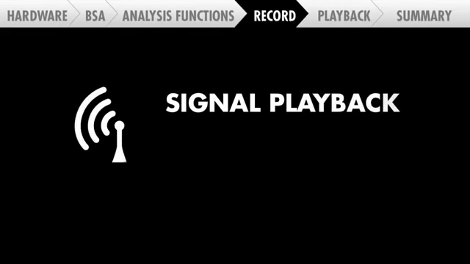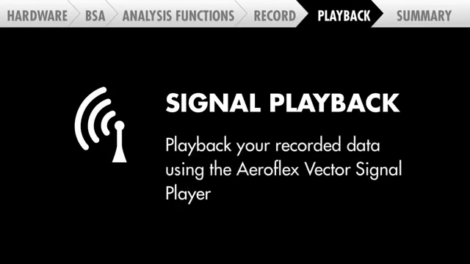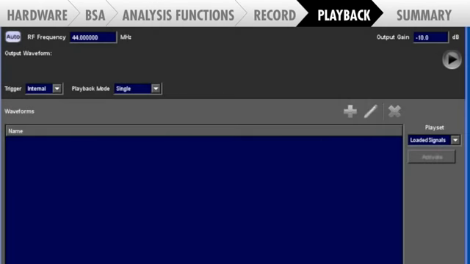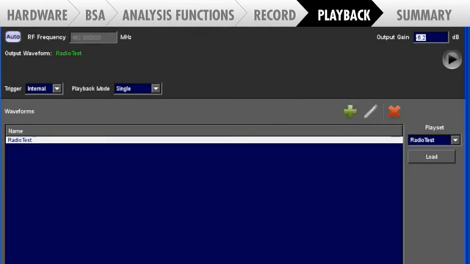Now that we have recorded the radio transmission, I'd like to play that back using the Aeroflex broadband signal generator, the BSG. The BSG is set up with an antenna on the roof so we can transmit that signal. I've launched the vector signal player, loaded the signal file, and am ready to play back our recording. We've got the radio here to receive the signal.